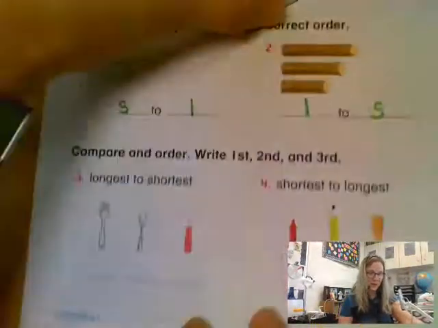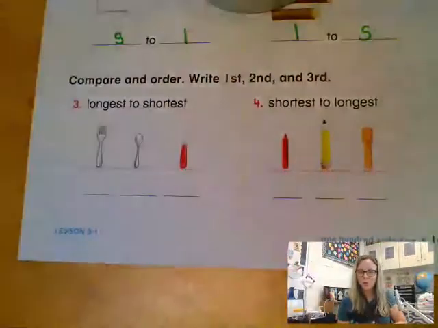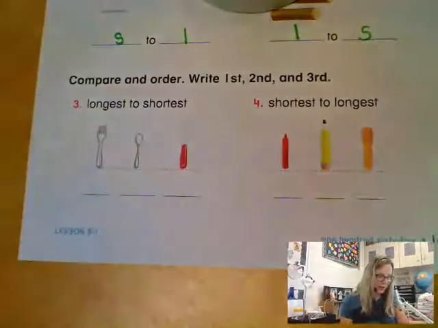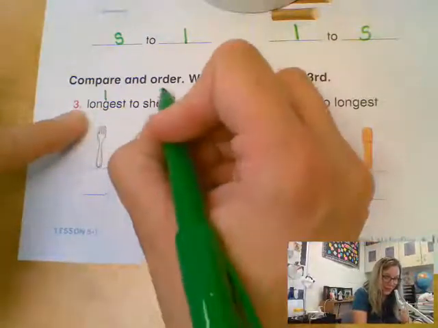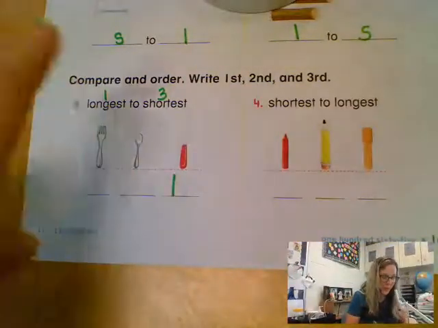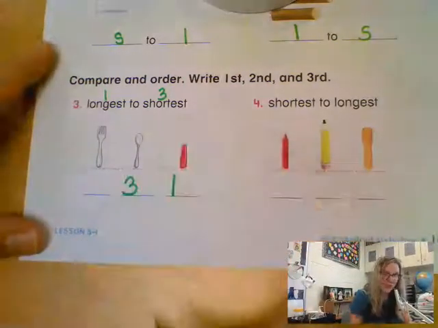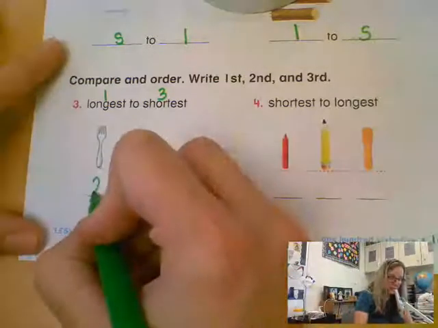All right, now we're going to compare some lengths here, and we're going to put them in order 1, 2, and 3. This first one, they've already done 1 and 3 for us. So our longest is 1 and our shortest is 3. So the knife was the longest, trace the 1. The spoon was the shortest, trace the 3. And that means that the fork is right in the middle, so you can draw a 2.